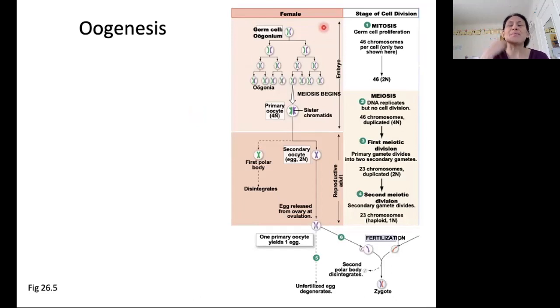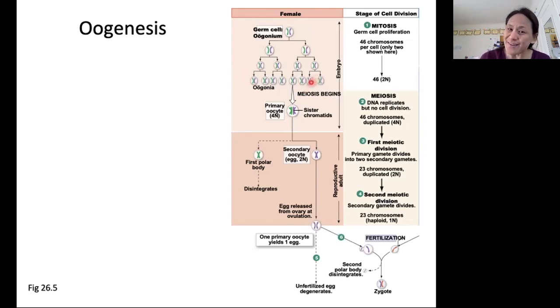In the female, the process of oogenesis starts with these cells right here called oogonia. So all of these are oogonia. These were all made by mitosis. So the oogonia are what I think of as normal, diploid cells. Okay.